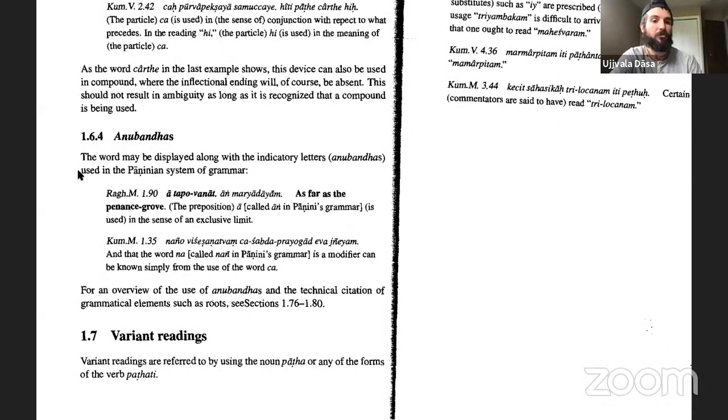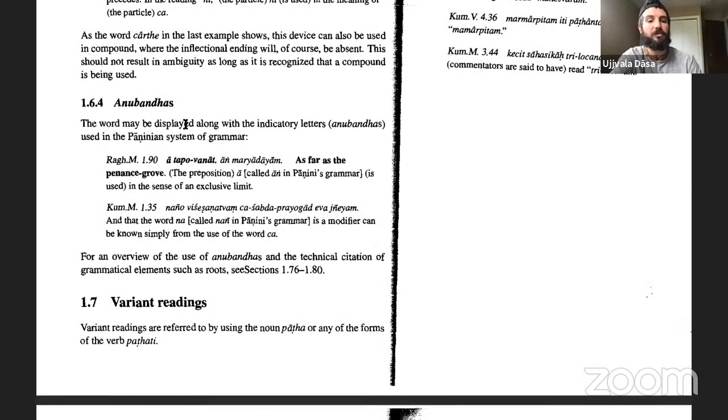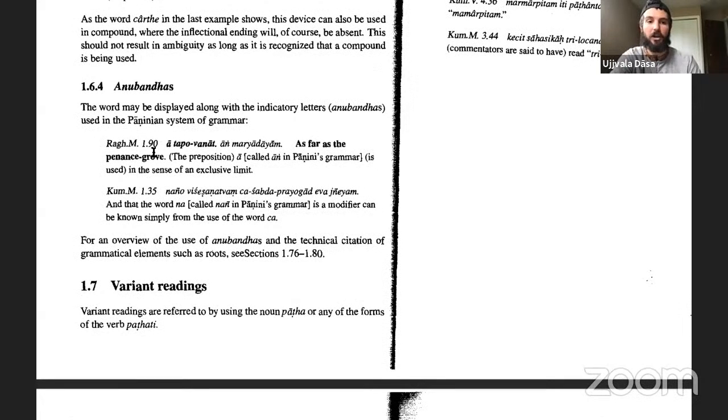And the fourth one, anubandhas. The word may be displayed along with the indicatory letters used in the Paninian system of grammar. Atapo vanat ang maryadayam. So just like we have ang mang vyam nityam, he's explaining that this is that ang in the sense maryadayam, of maryada, of a limit. So atapo vanat is as far as the penance grove, tapavana.